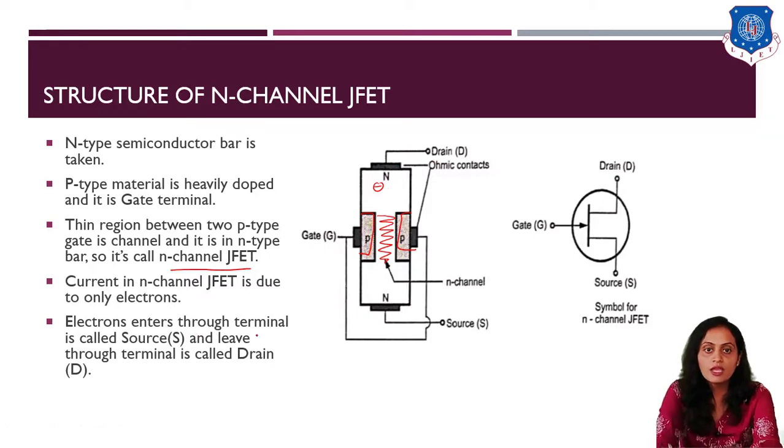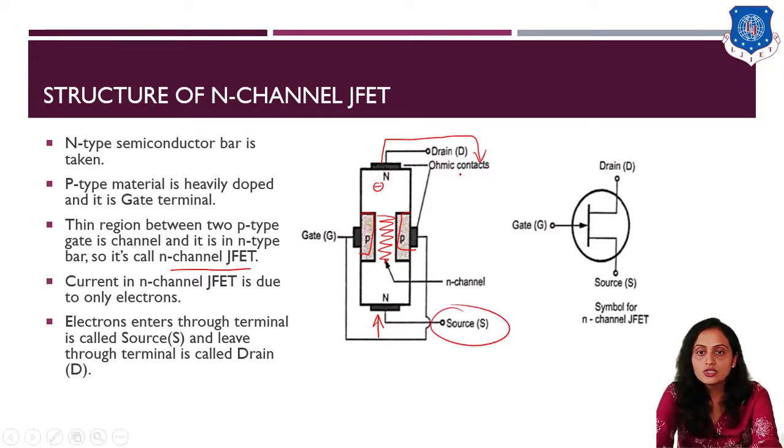Now the terminal through which electrons enter is called the source, and the terminal through which electrons leave is called the drain. This is the source terminal and this one is the drain terminal. And this is a symbolic representation of the N-channel JFET.